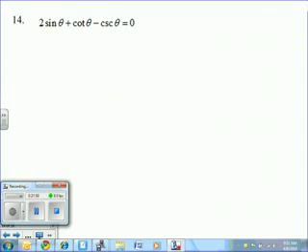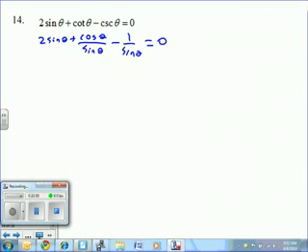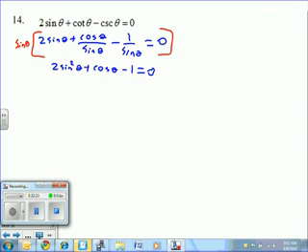All right, this problem is similar to number 12. You're going to change everything in terms of sine and cosine. And then what are you going to do? Multiply by sine. And you're going to end up with 2 sine squared theta plus cosine theta minus 1 equals 0. And we need to make sure that sine theta doesn't equal 0 because it's on the bottom of a fraction. So what can theta not equal? 0 and 180.